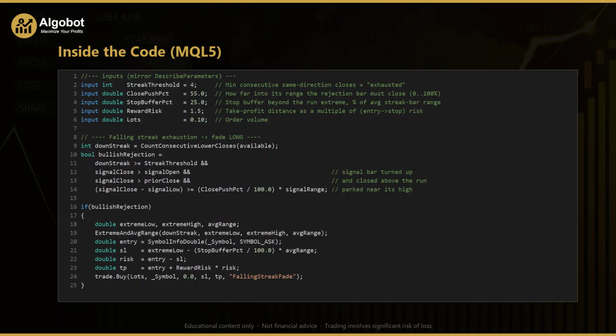Inside that block, it calls extreme and average range to find the run's lowest low and its average range. The entry is taken at the current ask. The stop loss is the extreme low minus the buffer. Risk is simply entry minus stop, and the take profit is entry plus RewardRisk times that risk. Finally, trade.Buy sends the order. The sell side is the exact mirror of this.